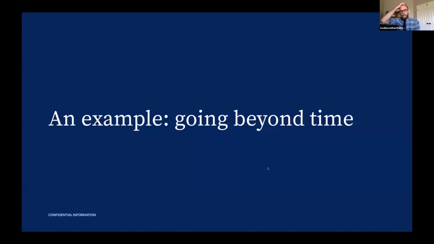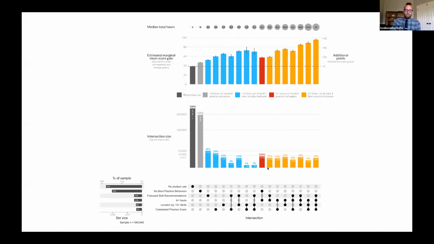But we can also start to imagine going far beyond time. Time can be easy to measure, but it's not just showing up and spending time that's causing learning. So we might want to understand a lot more about the actual behaviors that underlie that. In a similar vein, I'm going to build up another graph that has a lot of information in it and is able to convey multiple dimensions.